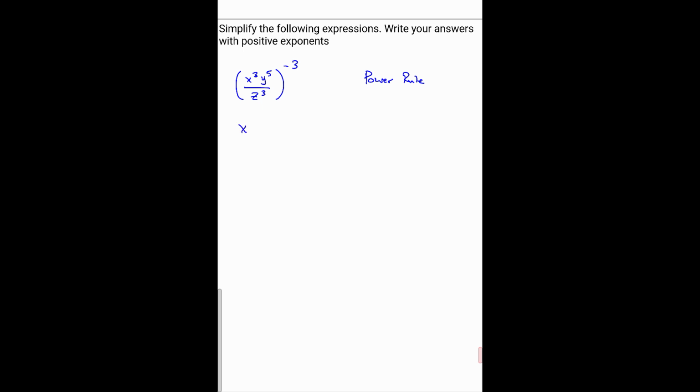So we will have x raised to the 3 times negative 3, which would give us a negative 9 exponent. And then y to the 5 times negative 3, which would be negative 15, over z to the 3 times negative 3, which would give us a negative 9. Okay, so we just utilized the power rule. Now, because of that last piece of direction that says write your answers in positive exponents, we would utilize the negative exponents rule.